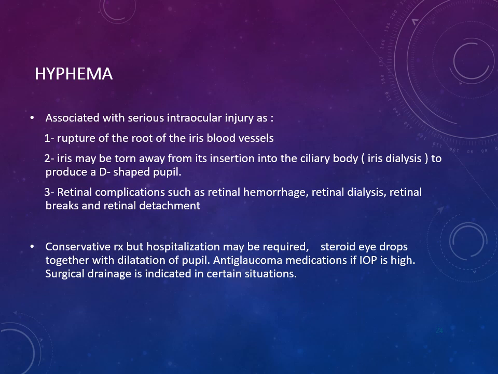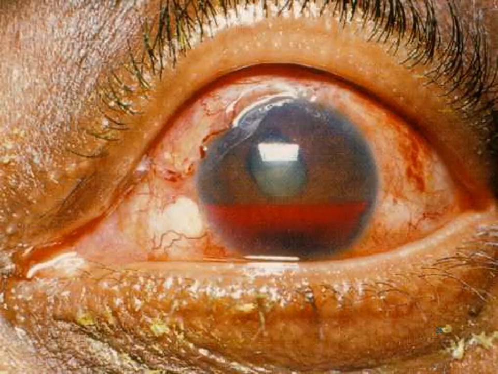We may give the patient steroid eye drops with cycloplegics. Anti-glaucoma medications may be used if the IOP is high. Surgical drainage is indicated in certain situations. This is an example of hyphema with a blood level covering more than 1/3 of the anterior chamber. This is also another example of hyphema with the blood level in the anterior chamber.